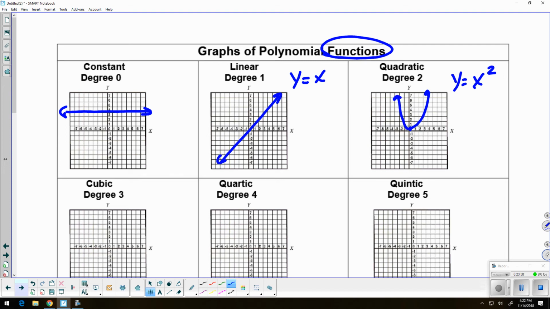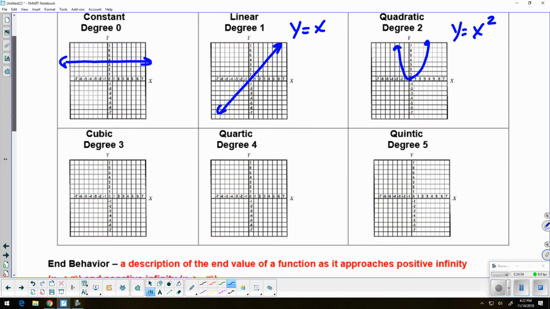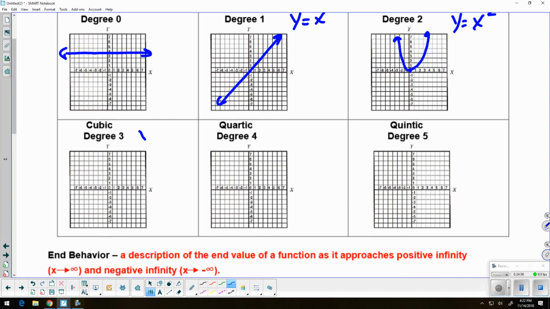Now, if it's going to be a cubic, cubic means you have degree 3. This is something new, so we don't know about cubic functions yet. We're talking about a degree 3 polynomial. A cubic function looks a little something like this, where it kind of starts down and then it curves its way up.